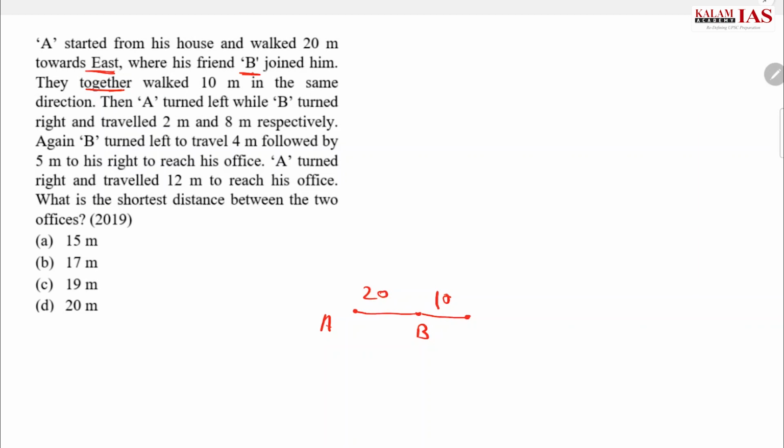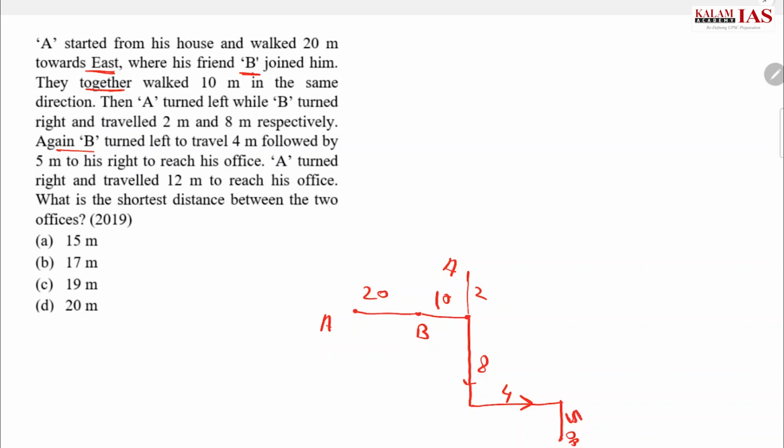Then A turned left while B turned right and traveled 2 meters and 8 meters respectively. A walked 2 meters, and B walked 8 meters. Again B turned left to travel 4 meters. Now B is going in this direction, so left for B will be this direction. And he traveled 4 meters, followed by 5 meters to his right to reach his office. If he is walking in this direction, right will be this, and this is 5 meters. So this is office of B.